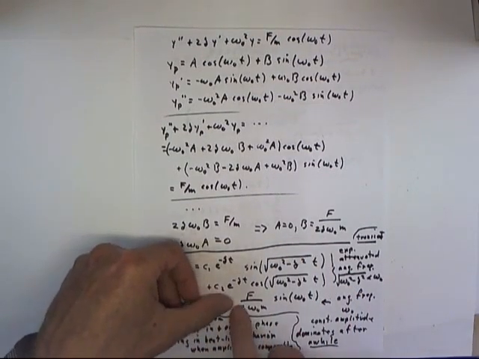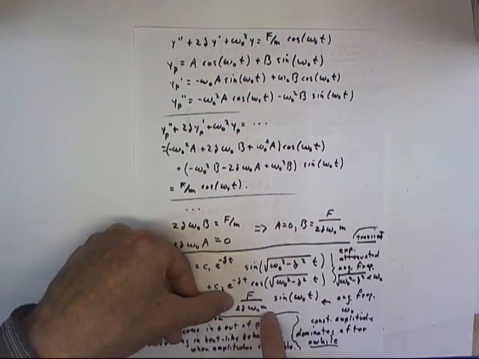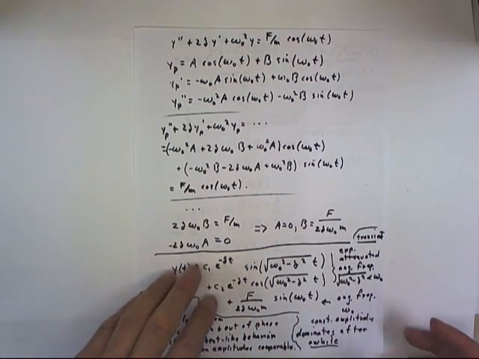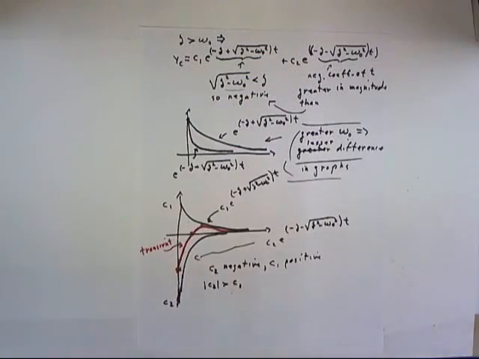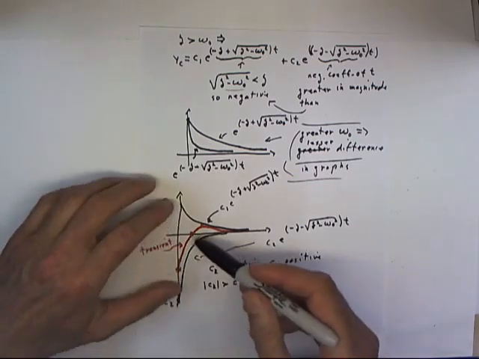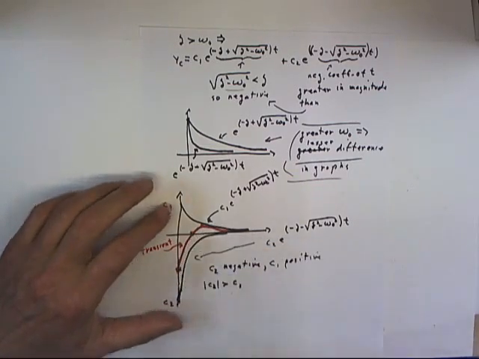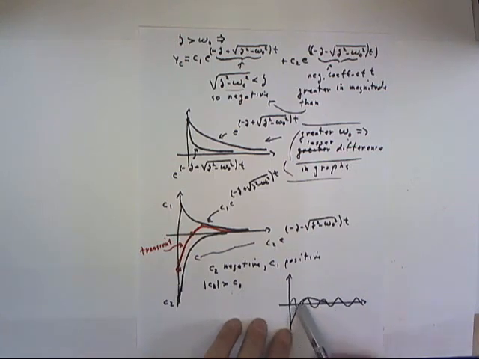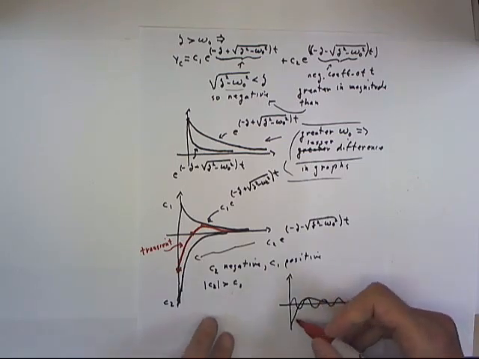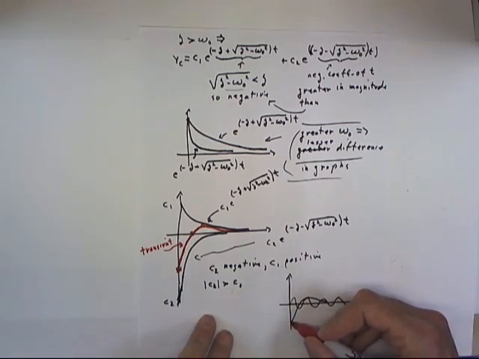We're still going to get the term f over 2 delta omega naught m sine of omega naught t, so that oscillatory behavior will be added on to this behavior of the system, so that we might have a transient by this curve, an oscillatory behavior by this curve, and when they're added together we would get a function that might look something like this.